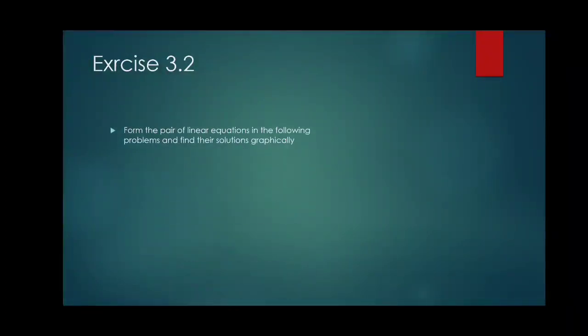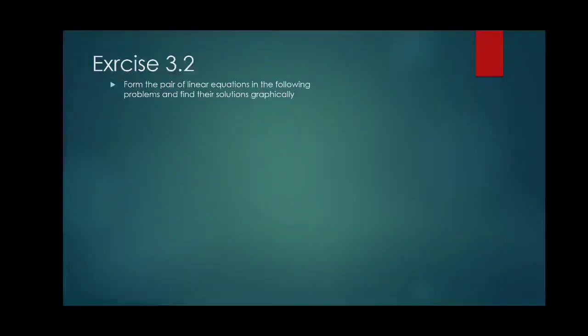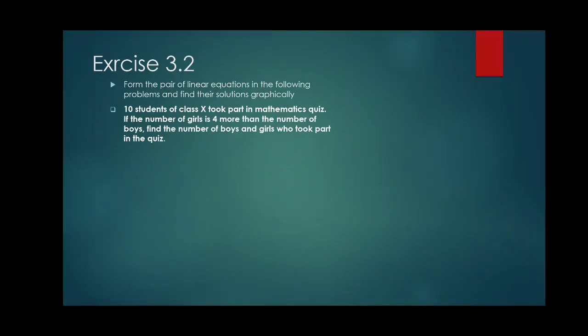So from the first main of the exercise 3.2, we have to form the pair of linear equations in the following problems and find their solutions graphically. Here they have given us some situation. We have to represent them algebraically, then find their solution geometrically or graphically. So the very first situation is: 10 students of class 10 took part in a mathematics quiz. If the number of girls is 4 more than the number of boys, find the number of boys and girls who took part in the quiz.